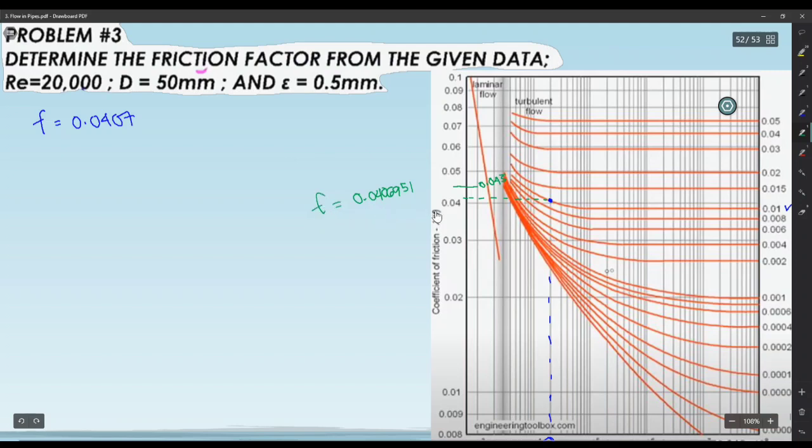Kung makikita nyo, medyo malapit yung ano. So guys, dito na, ang nakasalalay dito kung gaano kayo ka-accurate mag-graph. So, pinakita ko lang na dapat magkalapit lang yung sagot. Pero kung ako sa inyo, ito lang yung gamitin natin. May equation naman eh. So, ganyan lang gumamit ng Moody chart. Okay? So, let's proceed with the next problem.